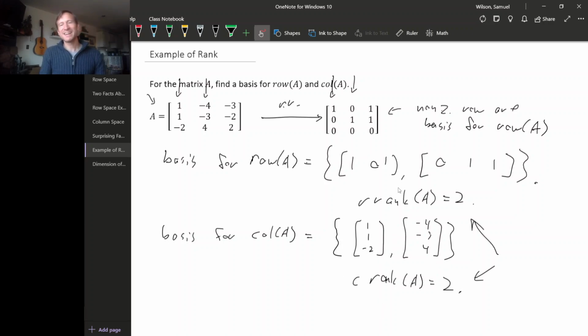Since the column rank and the row rank are always equal, we just call them the rank. So from now on, we'll just say rank, because we know it means both the row rank and the column rank, since they're always the same.